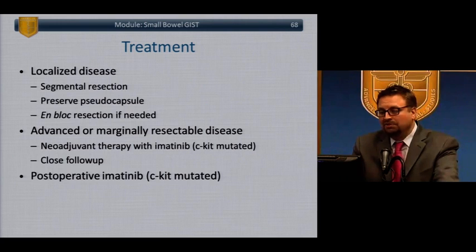Treatment is segmental resection. Basically just remove the tumor, whether that means a partial gastrectomy or a small bowel resection. Locally advanced tumors can be treated with neoadjuvant therapy, as mentioned, with Gleevec. These tumors often have a very dramatic response. You can really downsize these tumors. And then postoperative Gleevec is the usual route of treatment. So undergo resection and then postoperative Gleevec in the c-KIT mutated patients. And the treatment with Gleevec is a prolonged course of therapy, years of therapy.